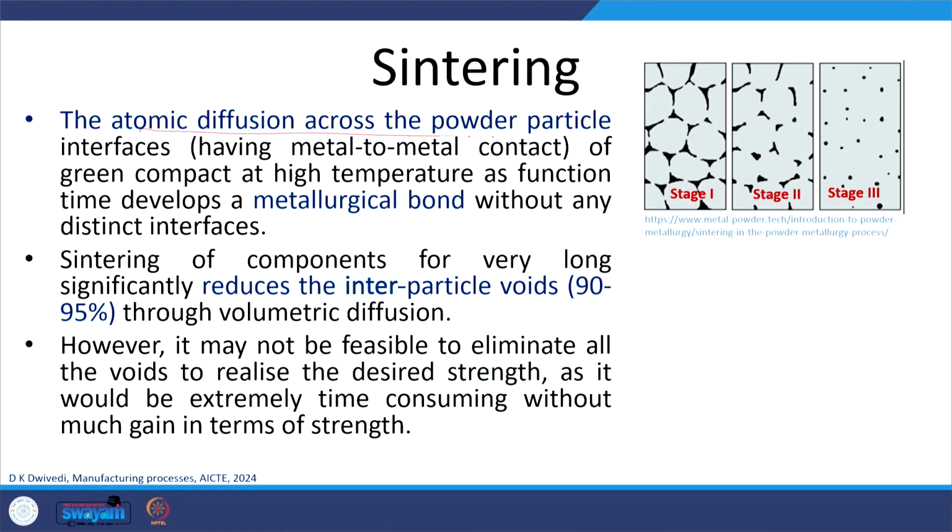So, atomic diffusion across the powder particle interfaces, where the metal to metal contact is established, at the interface of the green compact at a high temperature as a function of time, develops the metallurgical bond without any distinct interfaces. Sintering of the component for very long can help in reducing the interparticle voids, say 90 to 95%, through volumetric diffusion, but it may not be justified economically to eliminate all the voids. Even if 5% voids are left, that should be fine for realizing the desired performance of the product.